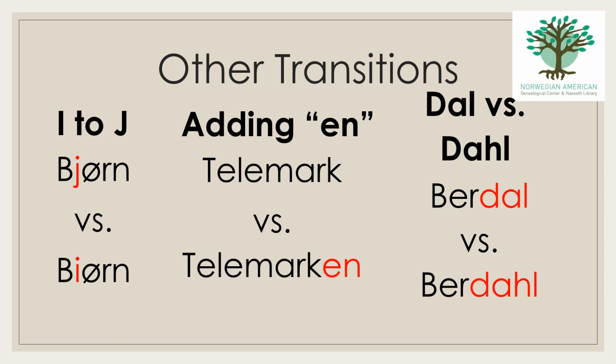Sometimes in Norwegian place names, they will add an EN to the end of it. Very commonly seen in Telemark versus Telemarken. It's probably the most well-recognized addition of EN to a name. It's not a different place, just at different points in time, they treated it differently. The same with Dals. A lot of times you will see an H in a farm name that ends with Dal. Here we have Berdal with an H and Berdal without. You might see it with Lindahl, Rheindal. There's nothing different about those places. It's just different spelling over time.